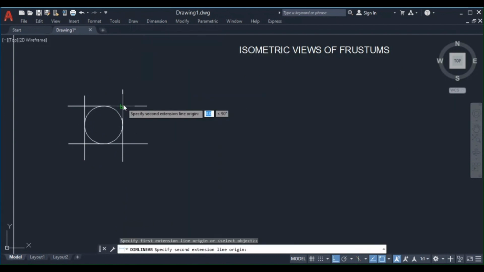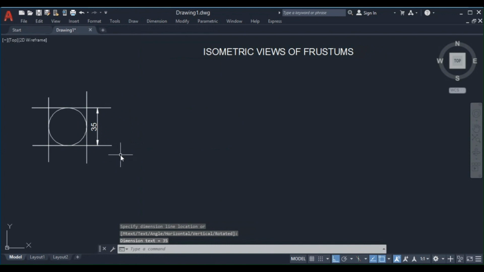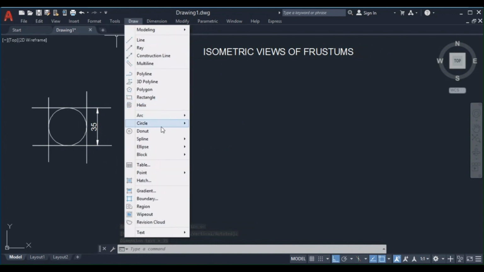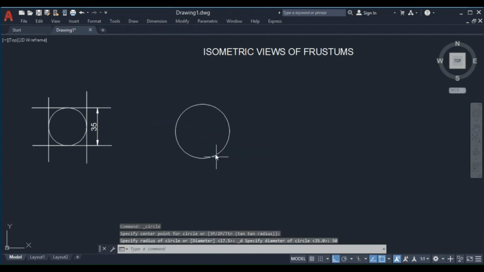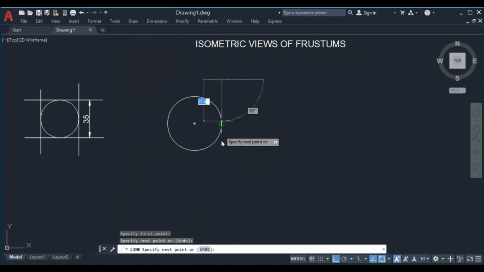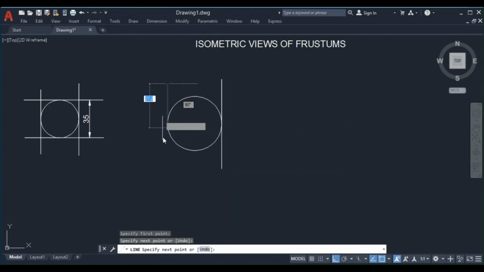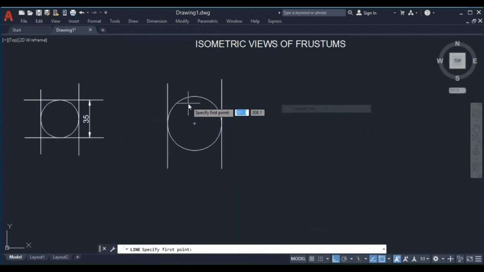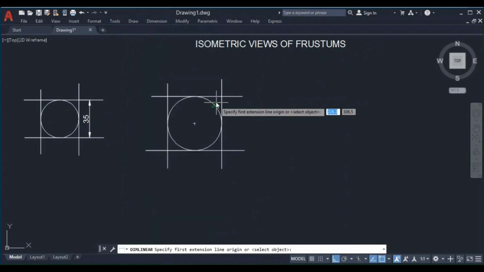Dimension, show it as 35. And what is the other diameter, the base diameter? 50 mm. Yeah, diameter 50 mm. So inscribe in a square. So show one dimension.